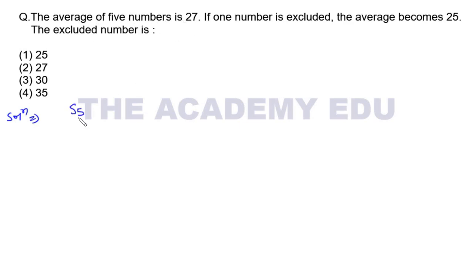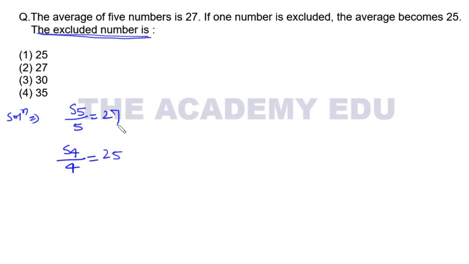So we have the 5 numbers. Here it is the 5 and the average is 27, right? This is the formula. If one number is excluded, we are left with only 4 numbers. If the 5th number is excluded, there are 4 numbers and the average is 25 now. Find the excluded number.